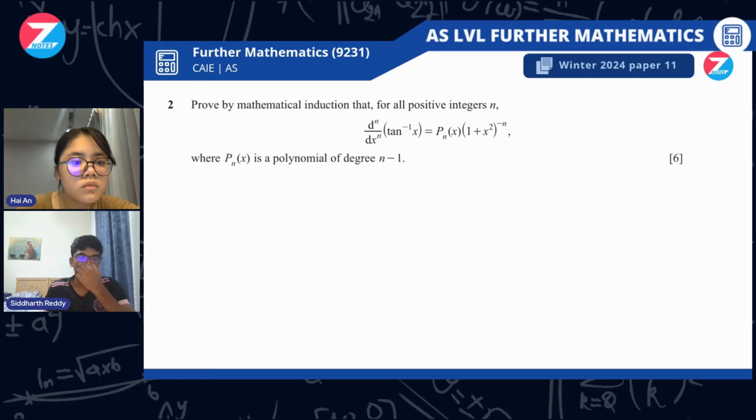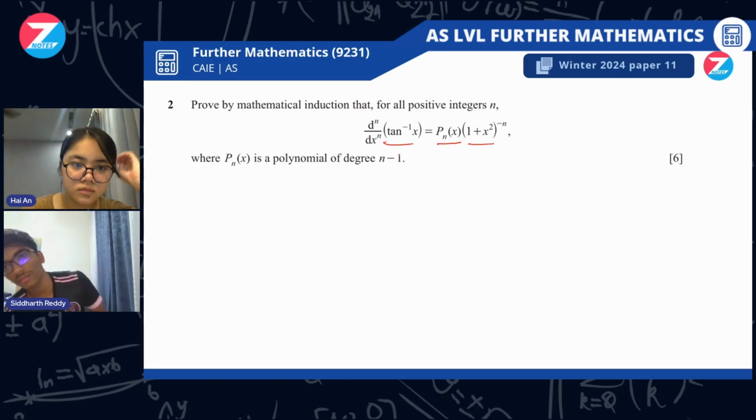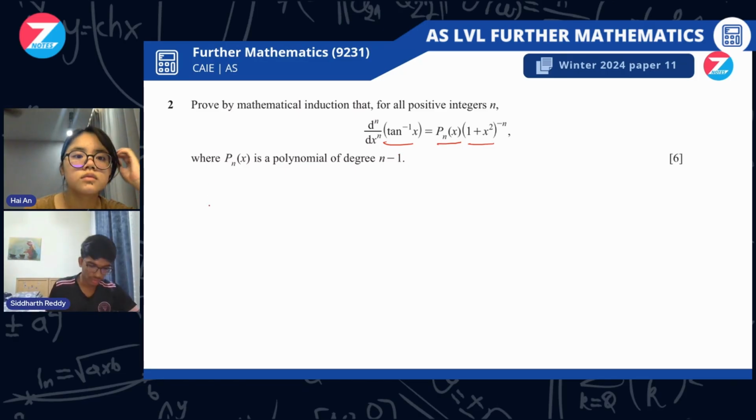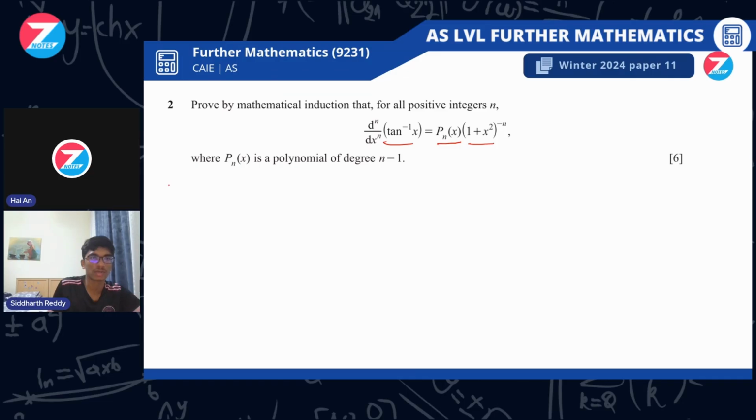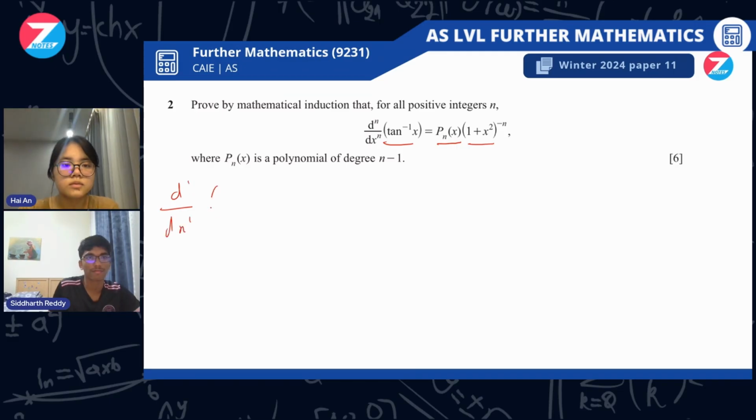Okay, prove by mathematical induction that for all positive integers n, the nth derivative of tan inverse of x, we can write it as Pn of x times 1 plus x squared to the power minus n, where Pn of x is a polynomial of degree n minus 1. So the format for proof by induction is just three things. First, we check for n is equal to 1. So check d1 by dx of tan inverse of x.